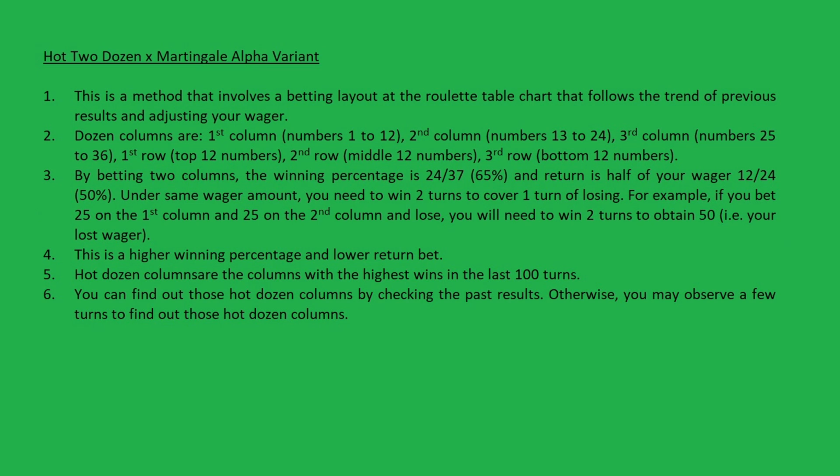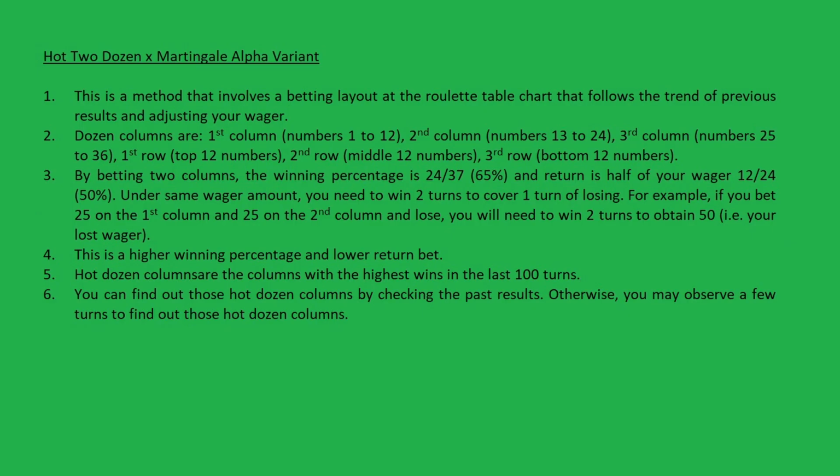to 36; first row, top 12 numbers; second row, middle 12 numbers; third row, bottom 12 numbers. 3. By betting 2 columns, the winning percentage is 24 to 37, 65%, and return is half of your wager, 12/24, 50%. Under same wager amount, you need to win 2 turns to cover 1 turn of losing.